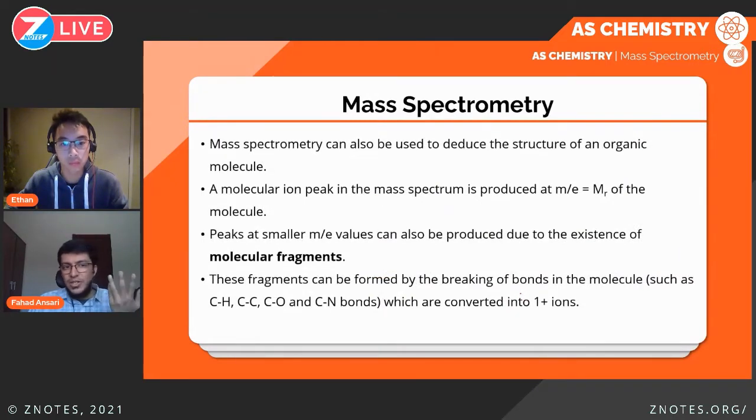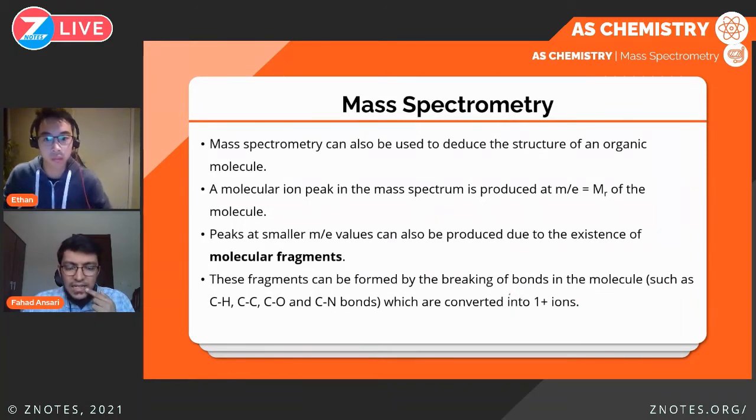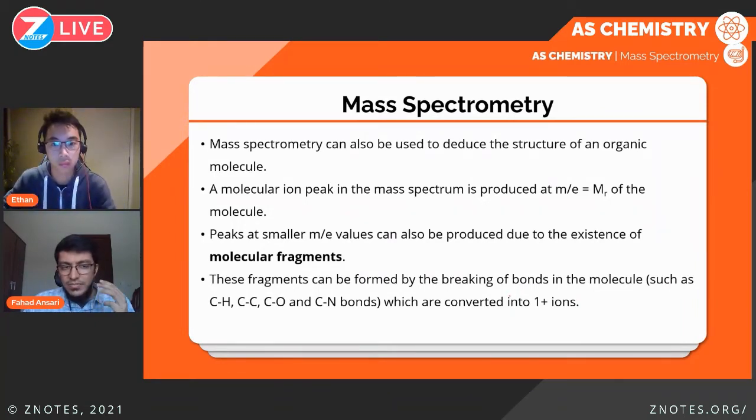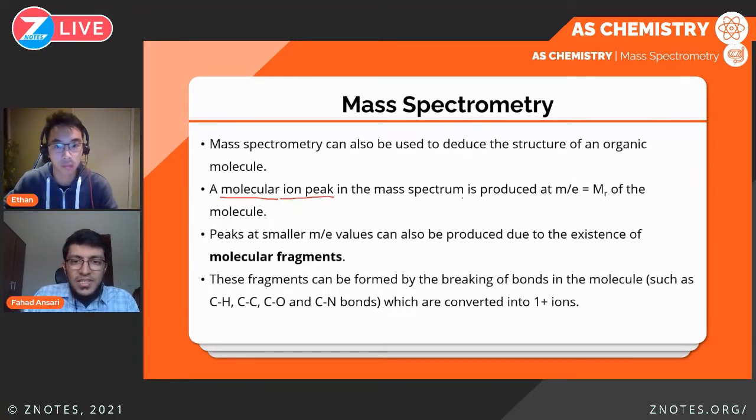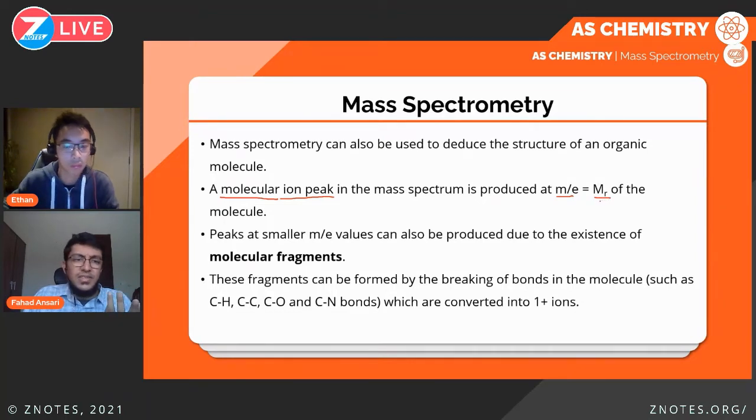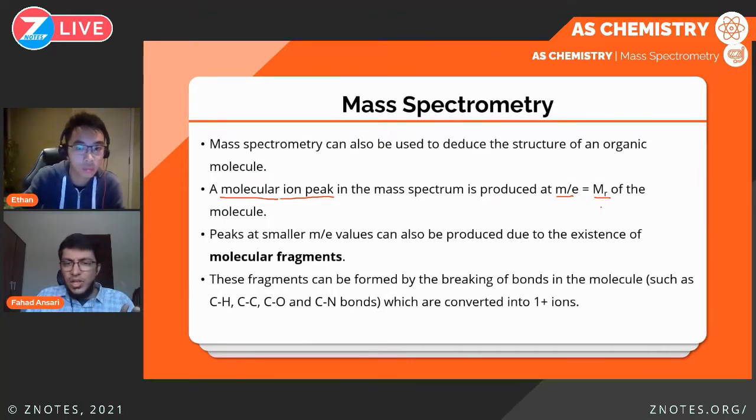Next, mass spectrometry can also be used to deduce the structure of an organic molecule. Basically, you have particular peaks in a mass spectrum of an organic molecule. The first and most important peak is the molecular ion peak. This occurs at a mass-to-charge ratio pretty much equal to the relative molecular mass of that molecule. It's the entire molecule which has been converted into a 1+ ion, and that results in a molecular ion peak.